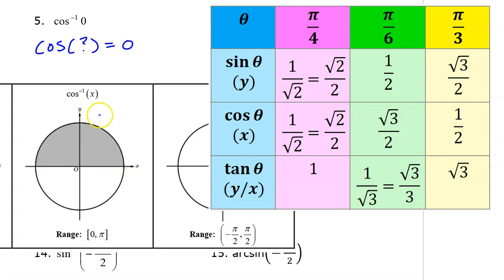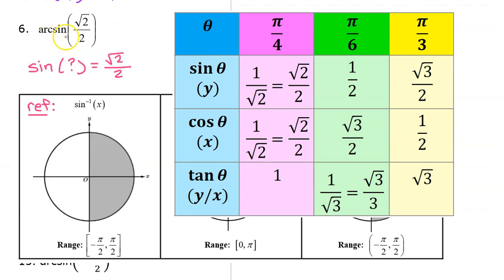and x values are equal to 0 here and here. Because of the restricted range of arc cosine, we will choose this angle, which is pi over 2. So the arc cosine of 0 is pi over 2.